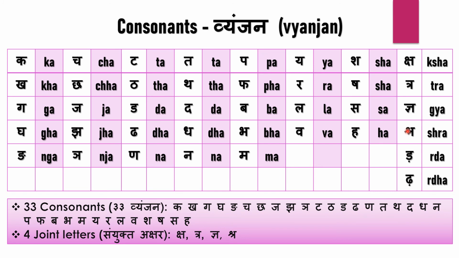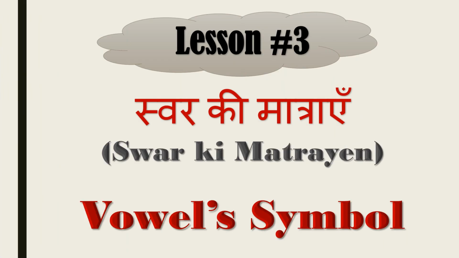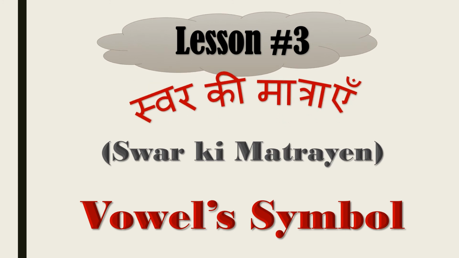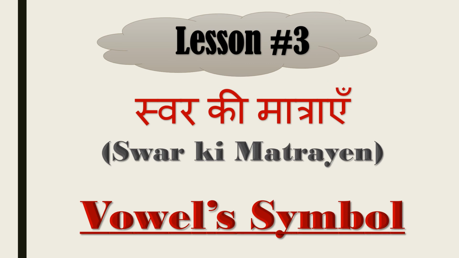These four are not Vyanjan. These four are Sanyukt Akshar, Sanyukt Vyanjan, because these are made with two Vyanjan. That you will learn later. I will teach you. Today I will teach you lesson number 3, Swar ki Matraen, vowel symbols.